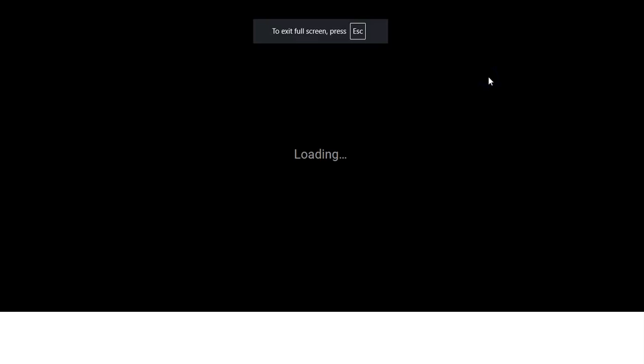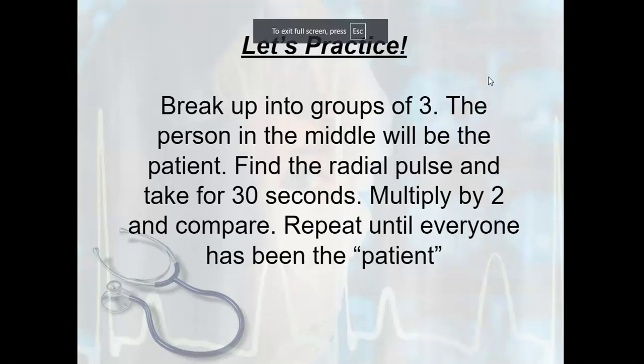Alright, this is Vital Signs video 3, and we are going to pick up where we left off. So let's practice to start with pulse. Break up into groups of 3, and the person in the middle will be the patient. Then you want to find the radial pulse and take it for 30 seconds, then multiply by 2 and compare. Then you will move around and repeat until everyone has been the patient.